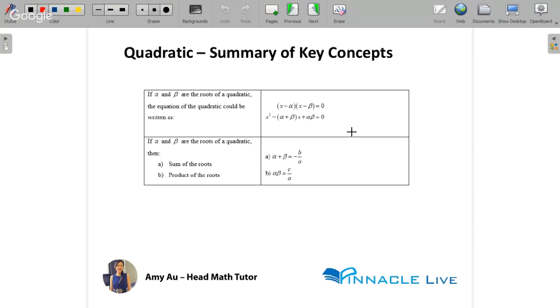Because if you think about the standard quadratic, ax squared plus bx plus c equals zero, and you divide the a across on every term, you can see that b on a is supposed to be minus alpha plus beta, so hence the sum of the roots equation, and c on a is meant to be alpha beta, so hence the product of the roots equation. All right, so we'll play around with these formulas as well. Let's take a look at the next exercise.